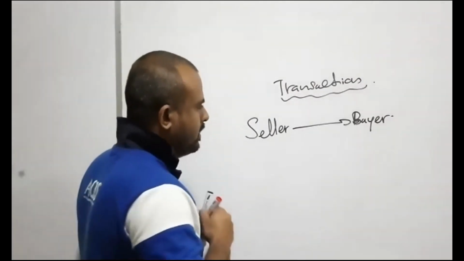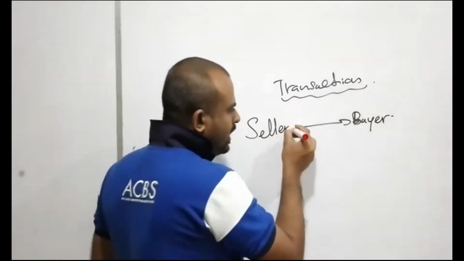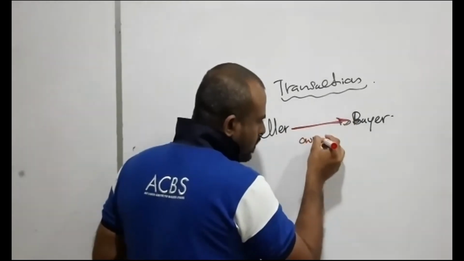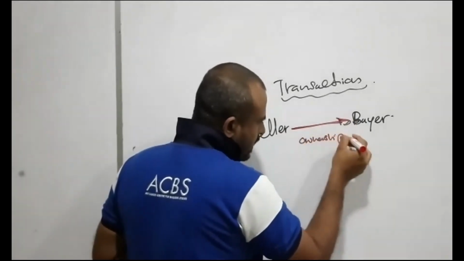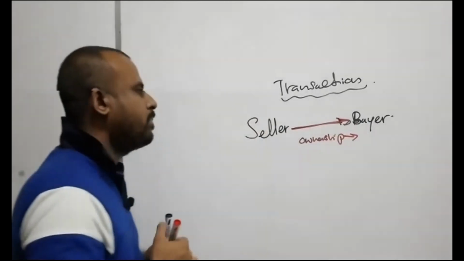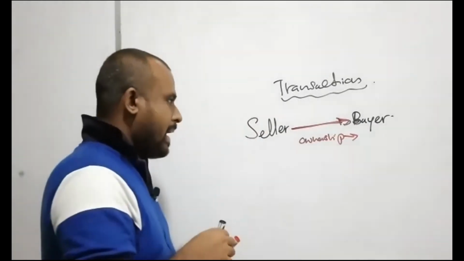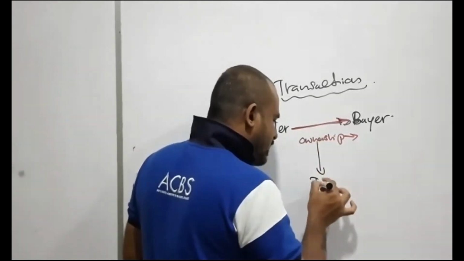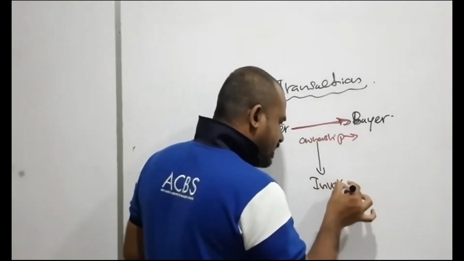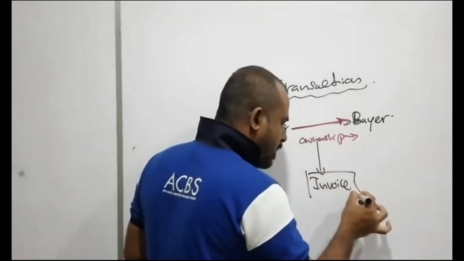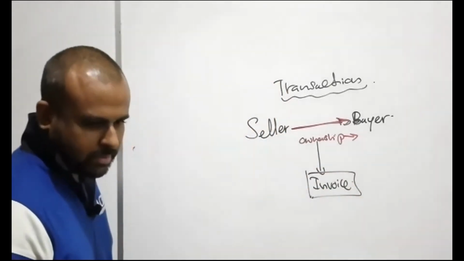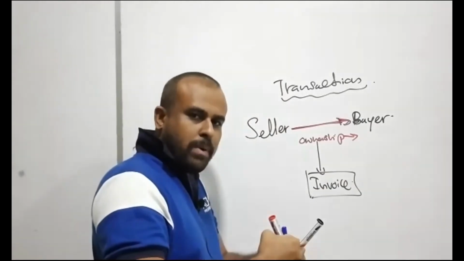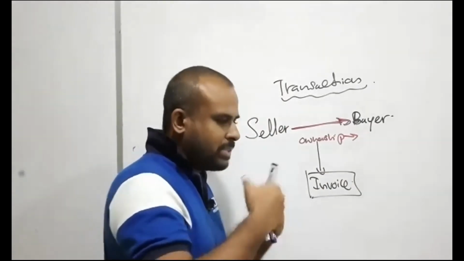Right. When the seller sells the stock, the seller has to transfer the ownership of the goods to the buyer. The document you raise to say the ownership has been transferred is the invoice. The invoice you raise to say the ownership of the goods has been transferred from seller to buyer.